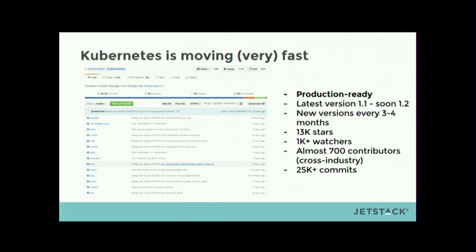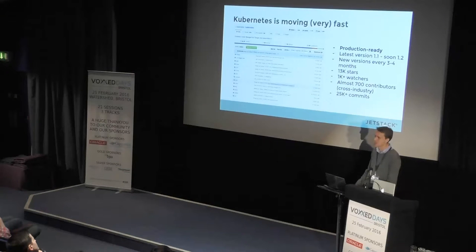You've got 700 contributors from across industry. So Red Hat, James from Red Hat, who spoke earlier, Red Hat are one of the major contributors, but you've got the likes of Samsung in there, you've got the likes of eBay, some pretty huge names who, again, know how to deal with scale and who are contributing some of their lessons back to how this should work. 25,000 commits, 30,000 stars, 1,000 watches. Take what you want from these numbers, but this is a very, very popular project.